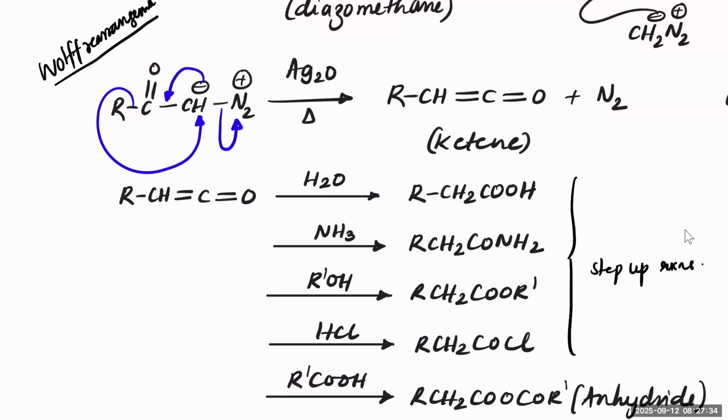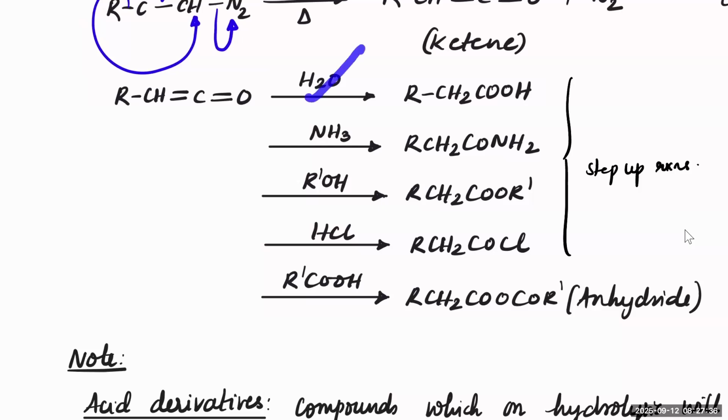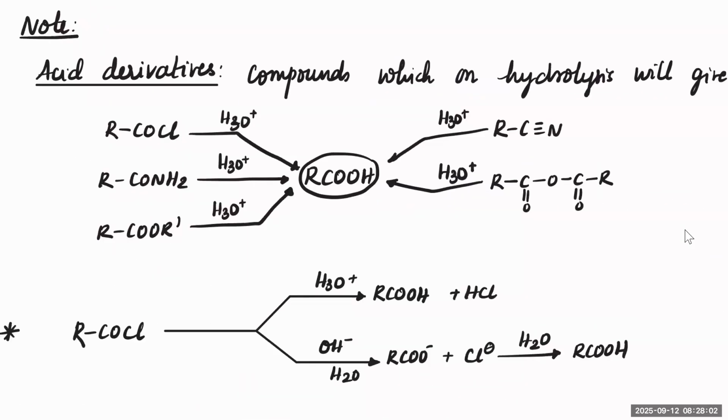For instance, with water it can convert into acid. With ammonia it will convert into amide. With alcohol to esters. With HCl to acid chlorides. With acid again it will become an anhydride. The step is simple. Here this carbon has negative charge. That will take the H plus which is incoming. This carbon will take the nucleophile.